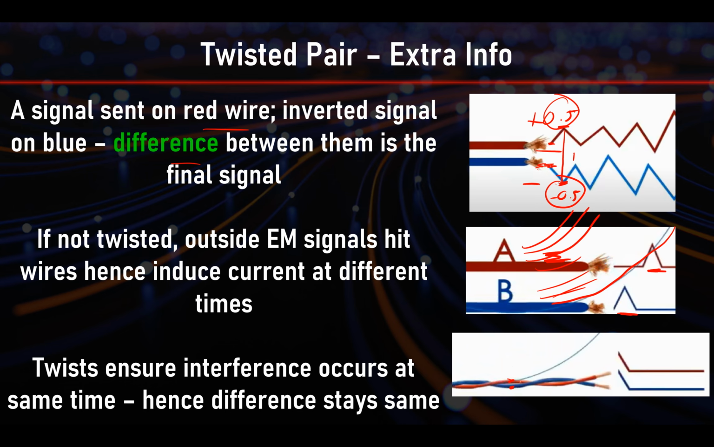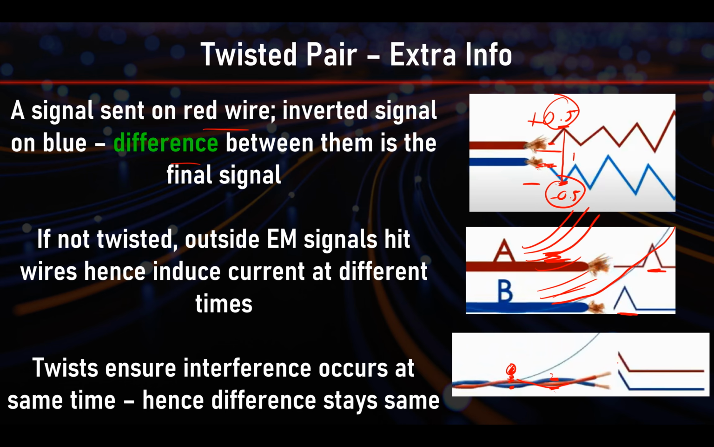But if you average it out over all of the twists, because obviously here it's going to hit the red one first, but then when it gets here, it's going to hit the blue one first. So if you average it out, you can do some processing based on this to work out what's interference and what's the actual original signal.